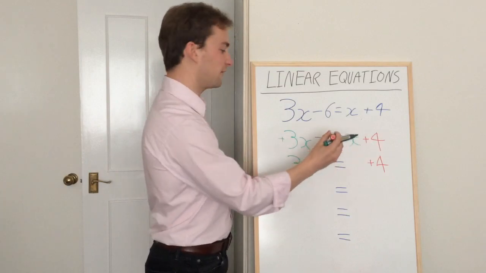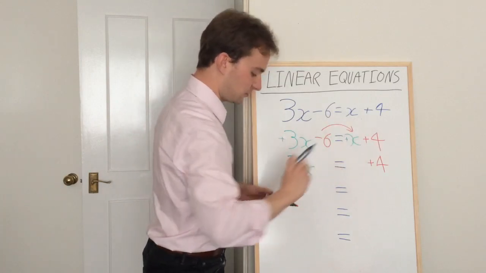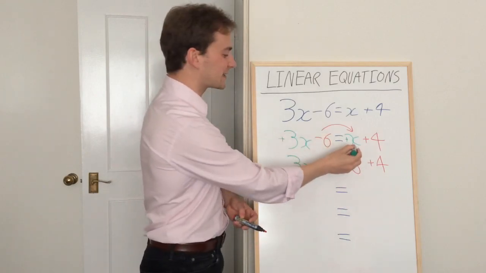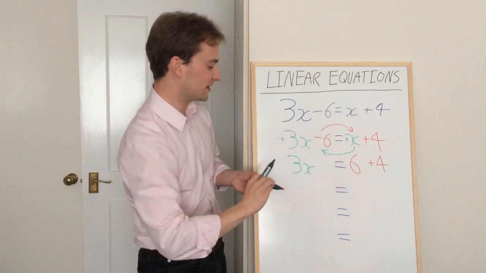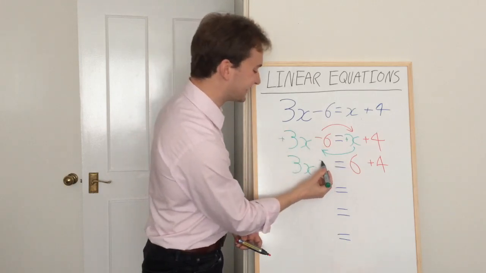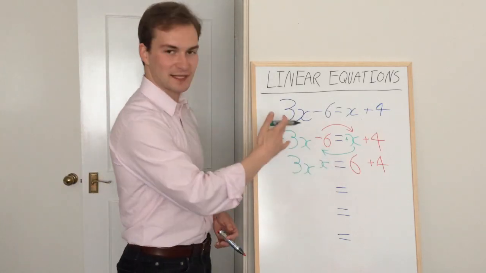Now, first thing I'm going to do, I'm going to move the 6. So the 6 we have here, I'm going to move onto the opposite side. So our 6 comes over here, and the x will go onto this side, so it's over here. Now, let me do that again. So we've got 3x.